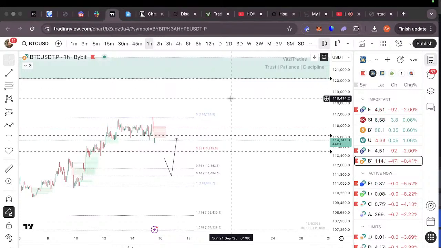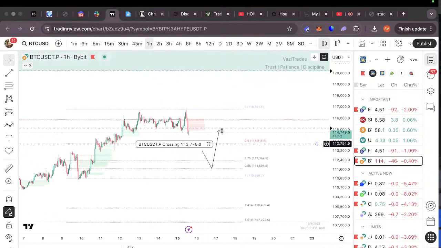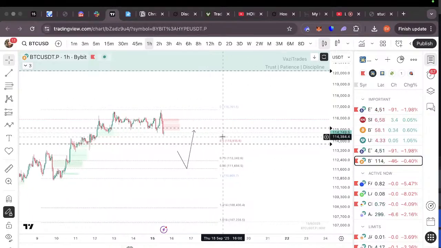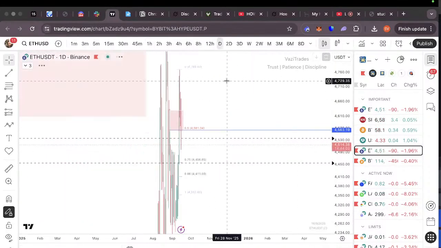Okay, $120,000. So yeah, two areas to long. We should keep our eyes on these levels. Ethereum. Let me check Ethereum.